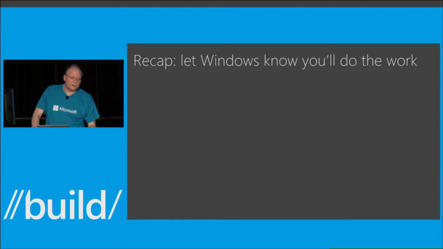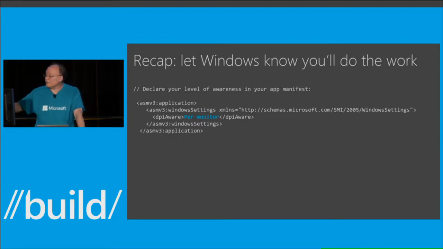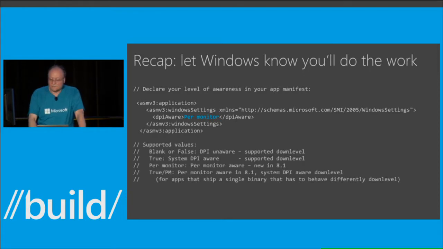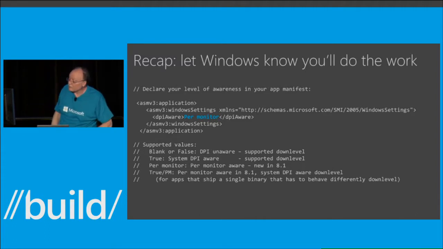Now let us know you're going to be doing the work, and I'll provide a little more detail here. If you're doing a manifest, this is the kind of content you'd be providing. In the past, where we said per monitor, here you could have left it blank. That would have been DPI unaware. You could have omitted the whole thing, and we'll treat you as unaware. You could have specified true, which is system DPI aware in Windows 8.1 thinking. And then per monitor is the new thing in 8.1 that tells the system that you're per monitor aware.